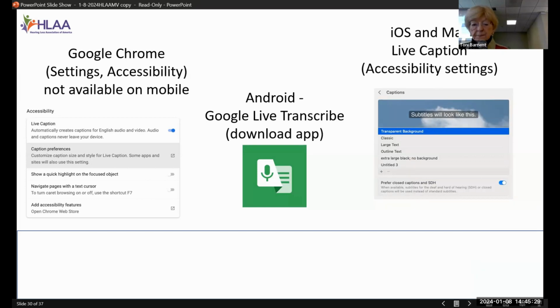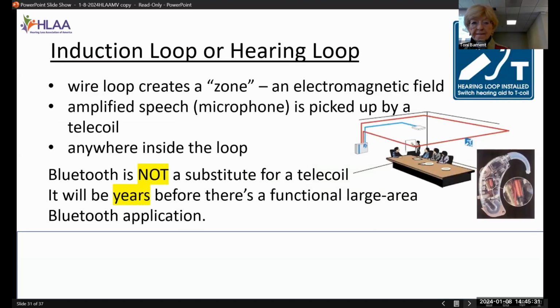Okay. Let's talk very briefly, this is my favorite topic. I could talk for an hour or more about induction loops, or something called a hearing loop. So I mentioned when you first came in the room that this room is looped. And if you wanted to reduce the background noise and just hear me more directly, you could just turn on the telecoil in your hearing aid and hear it directly.